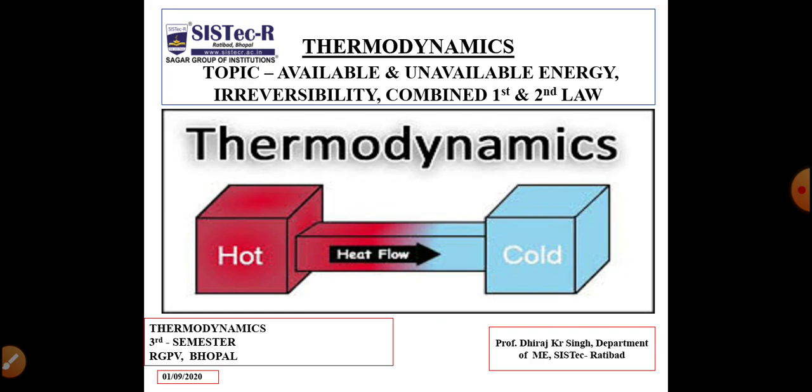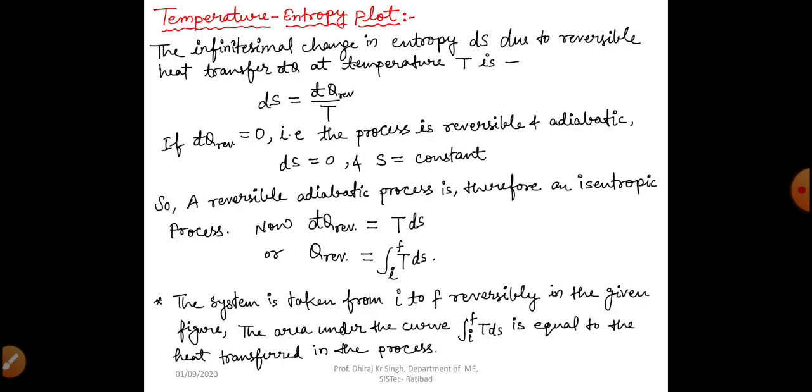Dear students, today we are going to discuss available energy and unavailable energy, irreversibility and combined effect of first and second law of thermodynamics. Before starting available energy and unavailable energy, we will discuss the temperature entropy plot, and with the help of that plot we will be able to find out reversible isothermal heat transfer, which will be useful in finding out the efficiency of Carnot cycle. So let's start the class.